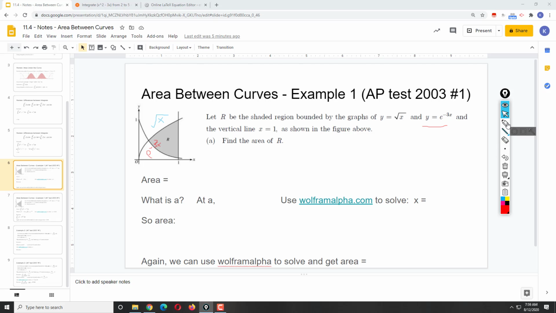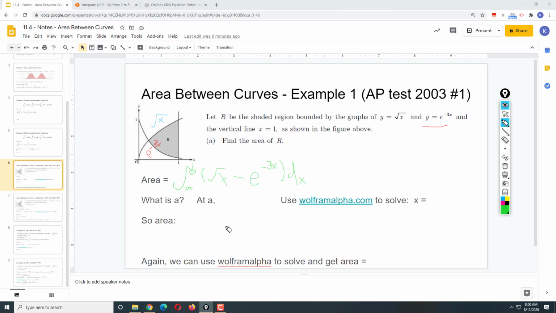We must be finding the area of the integral from a to b of square root of x minus e to the negative 3x dx. Okay. Well, what are our integrands?